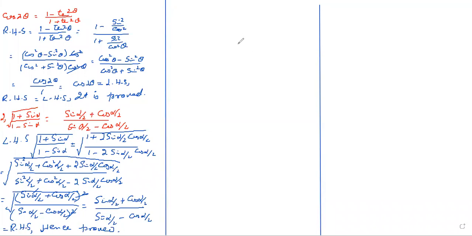Now come to the next question, question number 3. Find the value of cosine 2 alpha when cosine alpha is equal to 3 by 5.